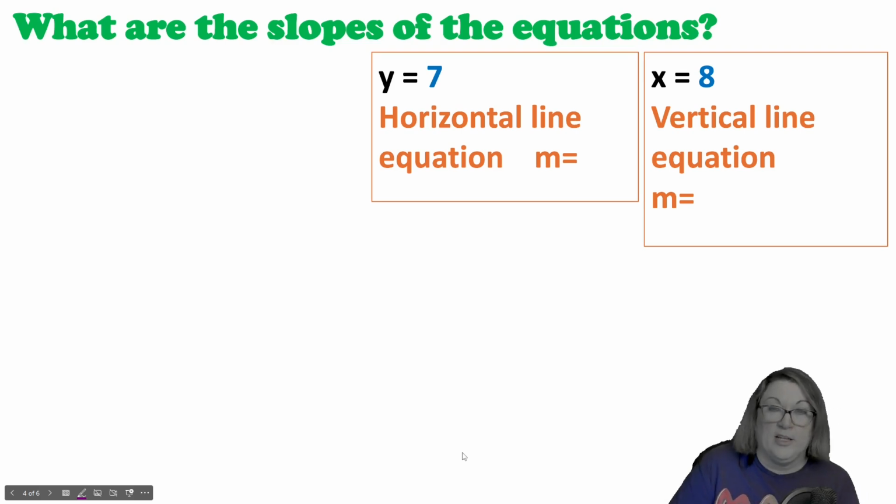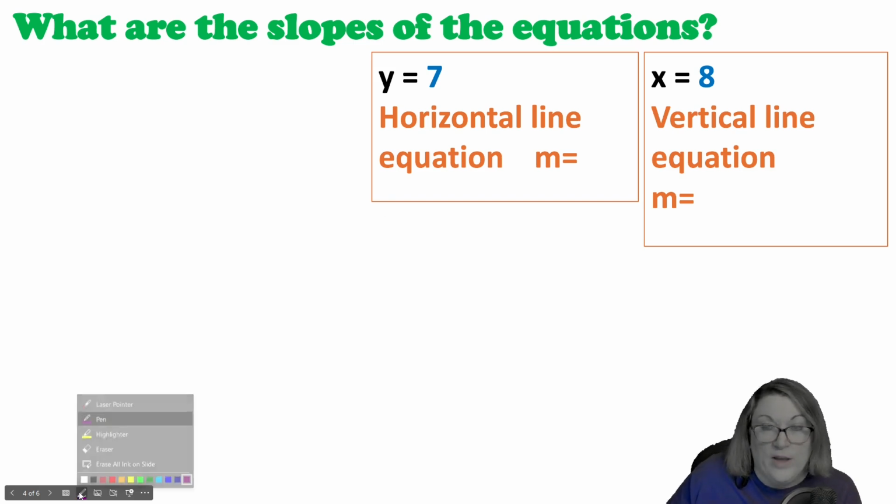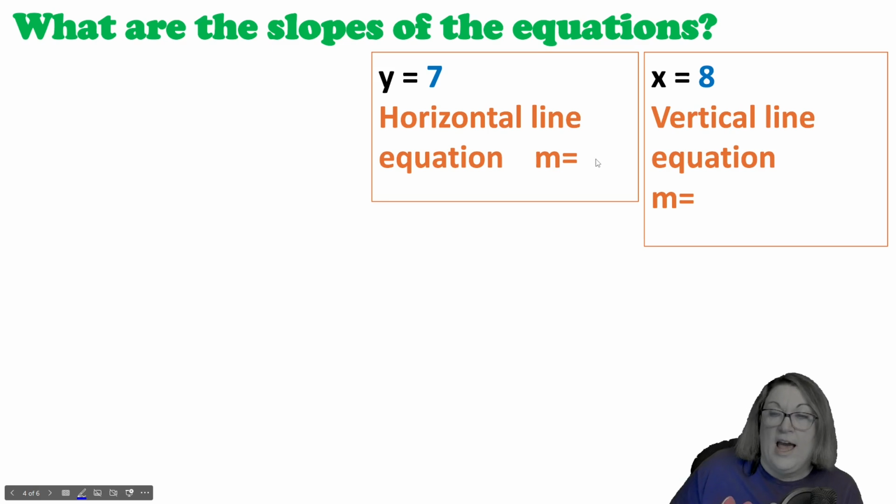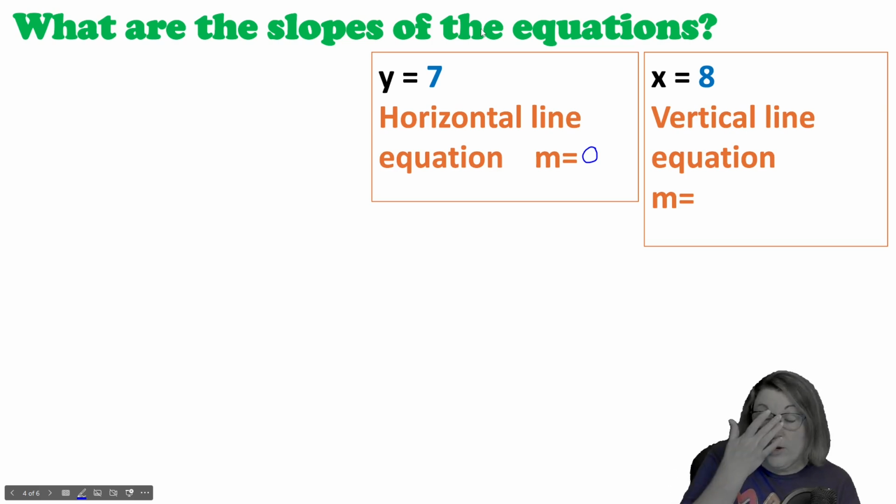Let's practice this a little bit. What are the slopes of the equations? So let's look at the horizontal line equation first. And we know that horizontal lines have a slope of 0. So we need to be able to recognize that that is a horizontal line. And since horizontal lines all have the same y values, then you know that the equation is just y equals whatever that number is.